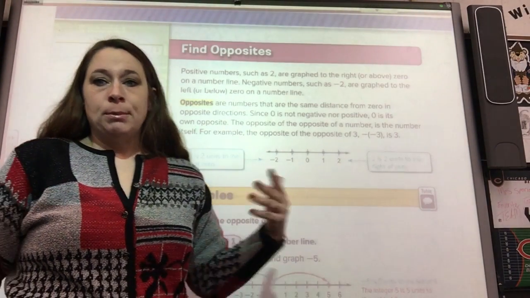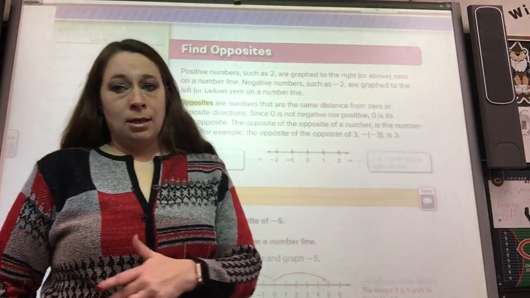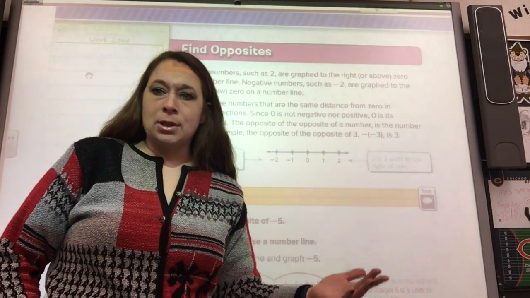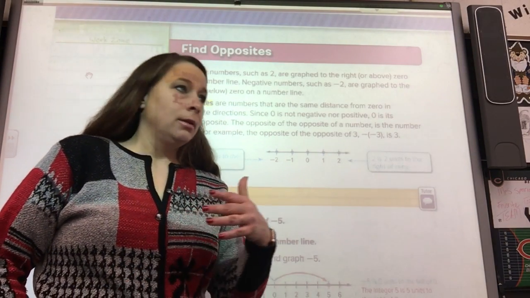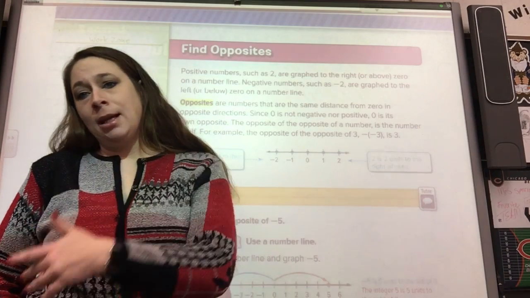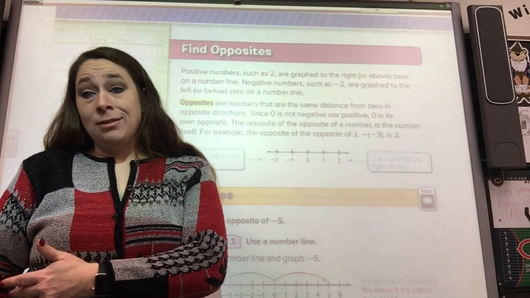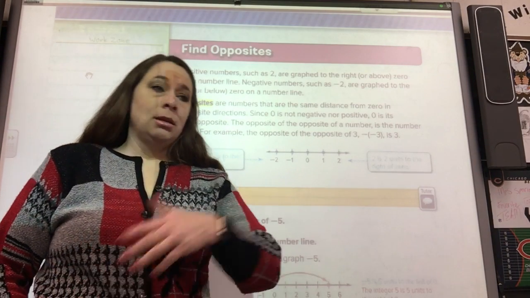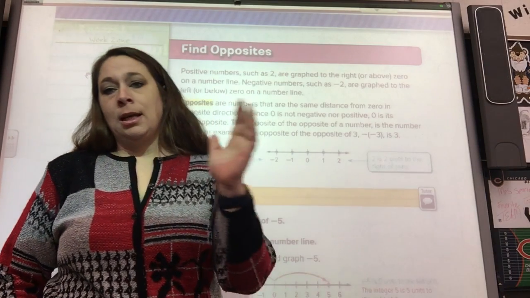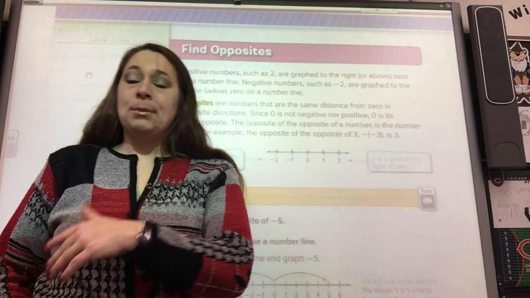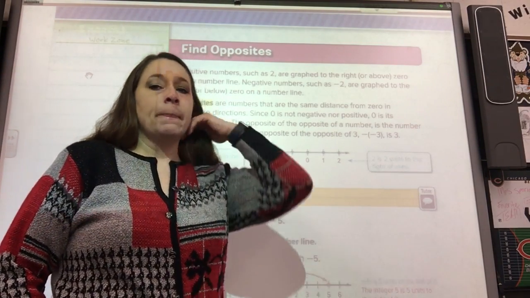So, for example, positive 2, the opposite is going to be -2. Positive 3, the opposite is -3. Positive 18, the opposite is -18. The opposite of the negatives are the positives. So -6, opposite is +6. -365, opposite is +365. Okay?